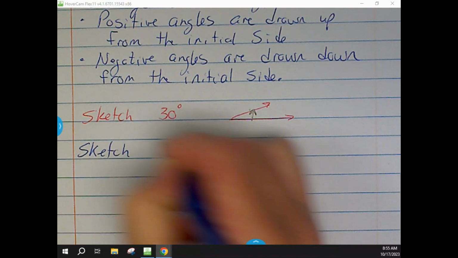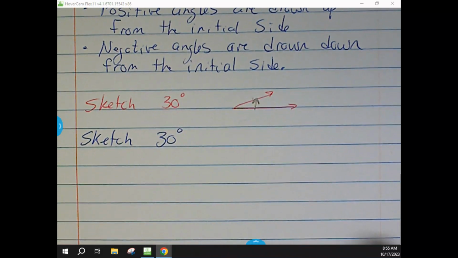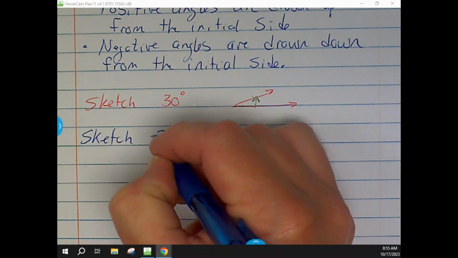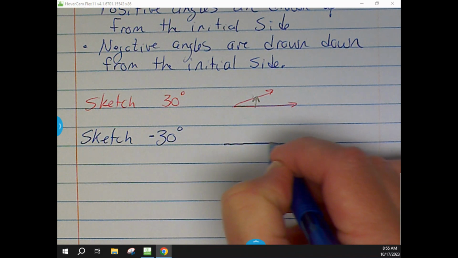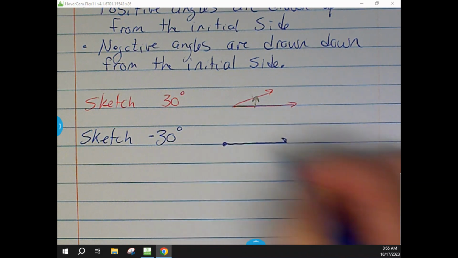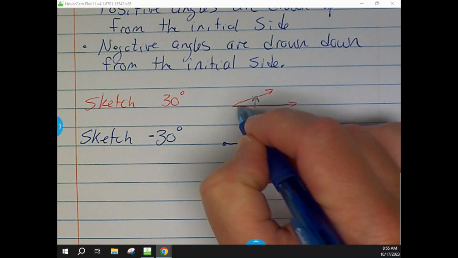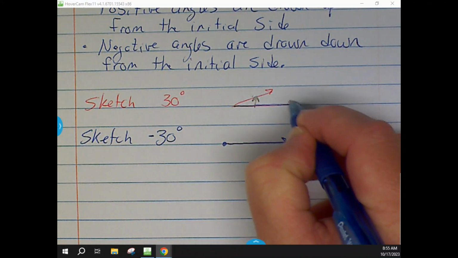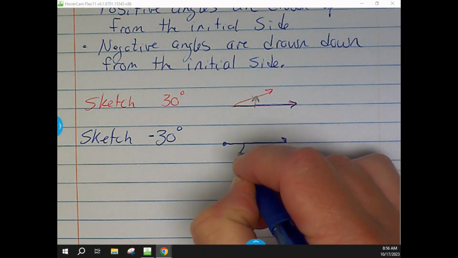Okay, so here's where we talked about some of the questions that popped up in the homework a little bit early. If you have to sketch a negative 30-degree angle, again, the initial side will basically be here, just like it would be with this one. So this is still your initial side. But now instead of going up 30 degrees, you're going to go down 30 degrees.